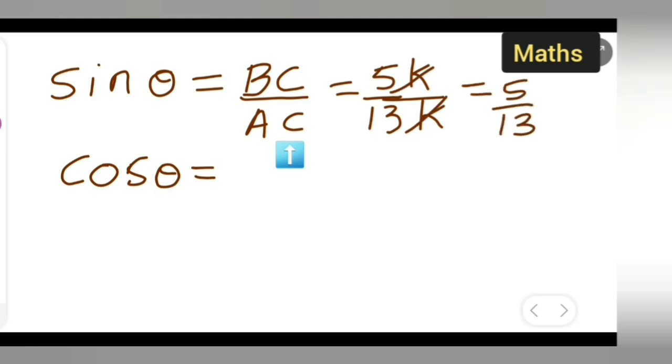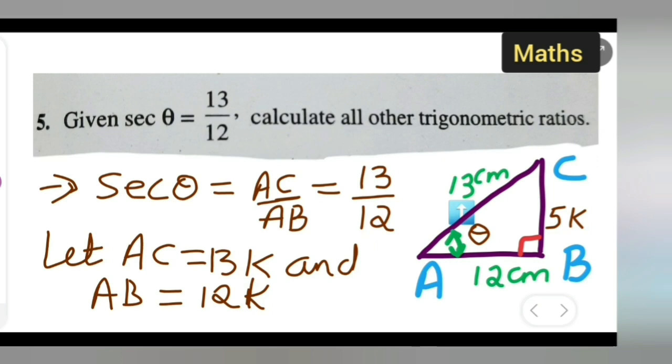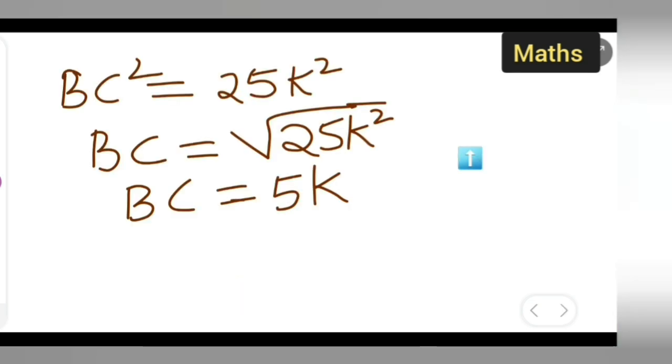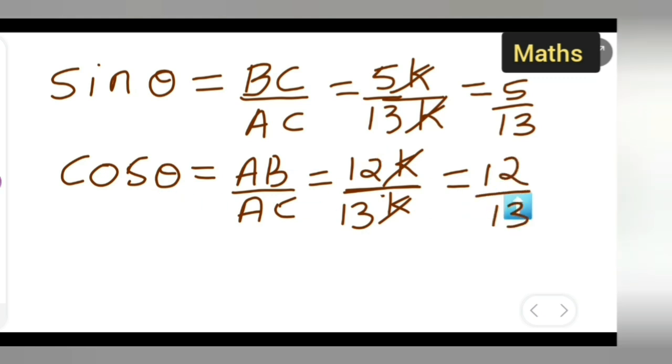So remember this. Next, moving towards the next one, that is cos theta. That will be the adjacent of theta upon the hypotenuse. Adjacent of theta is AB upon AC. So what is it? 12k upon AC. Let us see, AC is 13 and that is 12, right? So AC is 13, not 5. So k will get cancelled and I will get 12 upon 13. So my cos theta is equal to 12 upon 13.